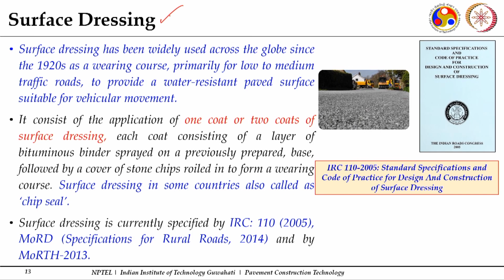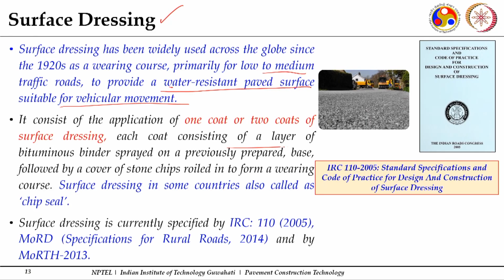Now the other popular thin bituminous surfacing which is used for rural roads is surface dressing, and it has been used in different countries for many years, from the 1920s, as a wearing course, specifically for low to medium traffic. It has been used in urban sections also, and it again provides a water resistant paved surface suitable for vehicle movement. This course can be laid in two courses or multiple courses. You can go for one coat surface dressing, and you can go for two coat surface dressing.